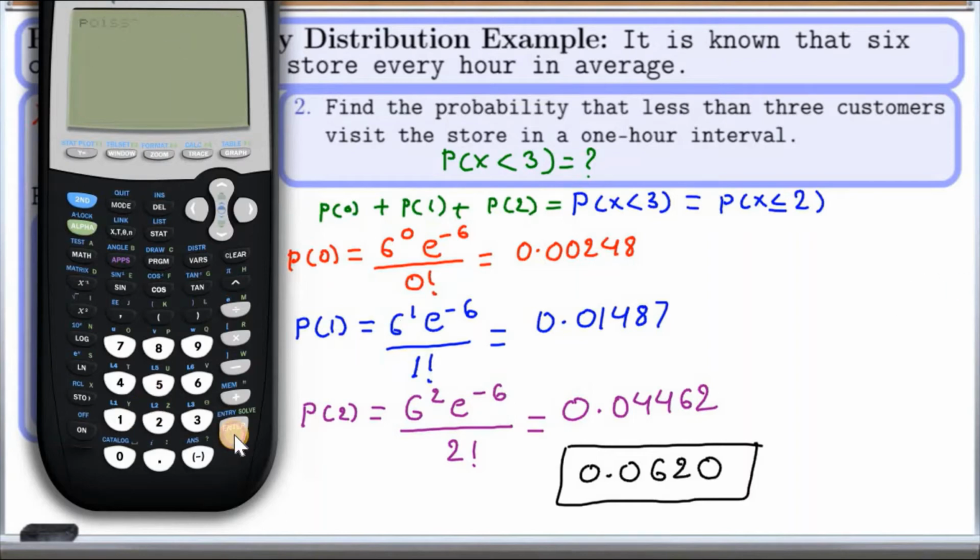Then hit enter, then hit enter. So we got this using calculator, and this is exactly what we got using formula also. Now let me show you how to find this probability using Excel.